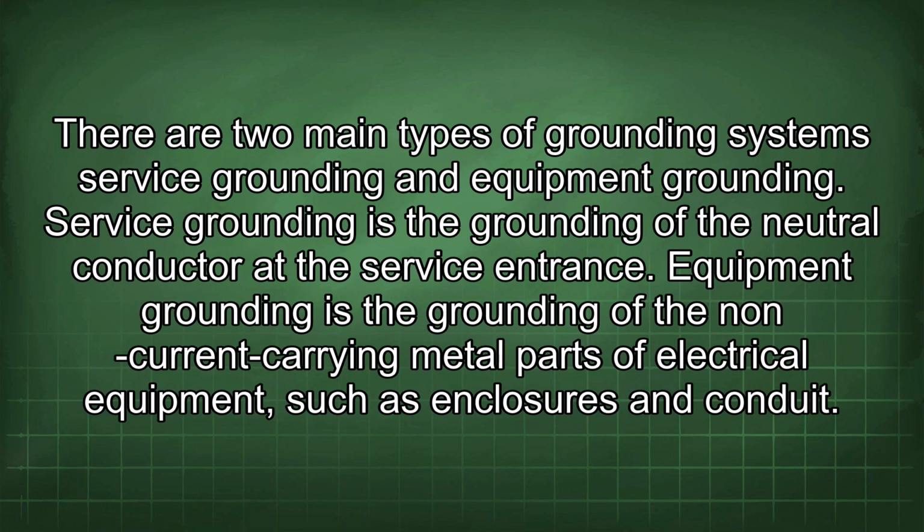There are two main types of grounding systems: service grounding and equipment grounding. Service grounding is the grounding of the neutral conductor at the service entrance. Equipment grounding is the grounding of the non-current carrying metal parts of electrical equipment, such as enclosures and conduit.